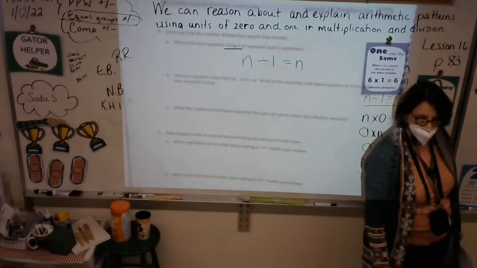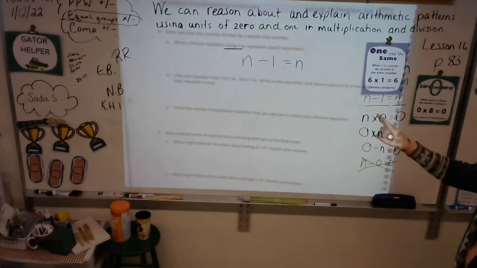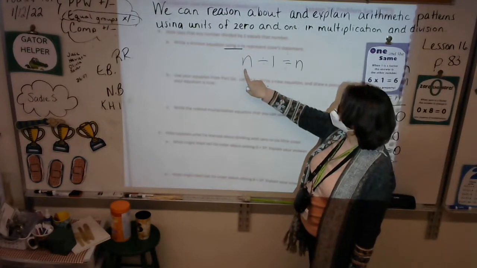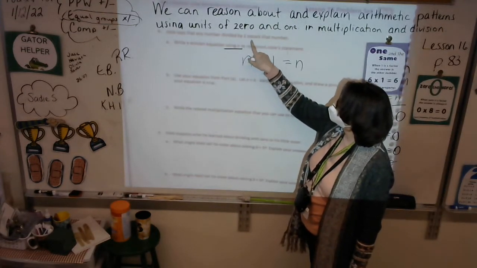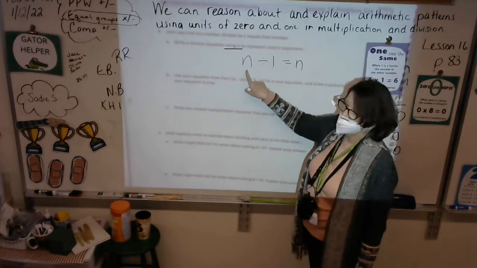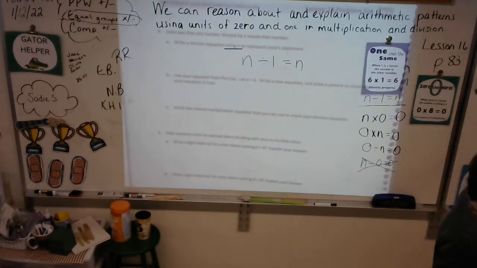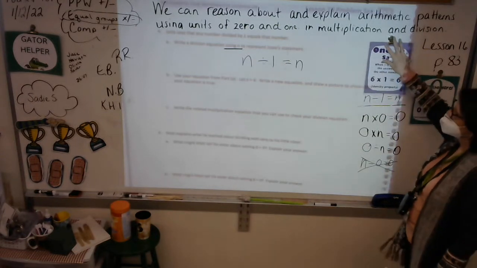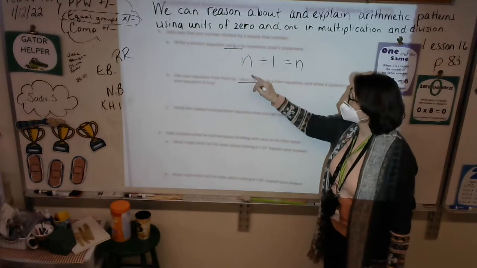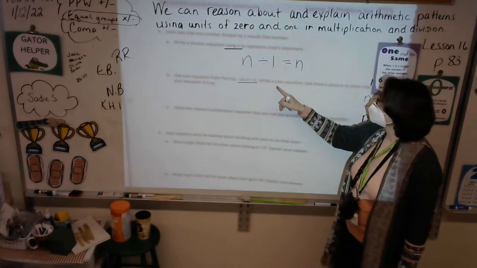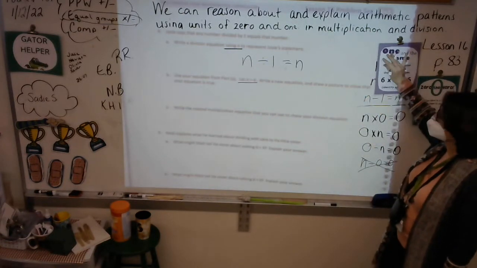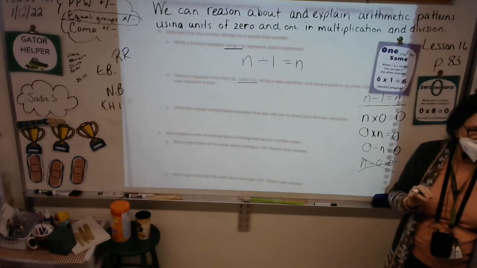That's what they wanted you to see. Any number, one more time, any number divided by 1 equals that number. That's the pattern they wanted you to write. Does that make sense? Okay, let's look at B. Use your equation from part A. Let n equal 6. So we want this to be 6. Write a new equation and draw a picture to show that your equation is true.